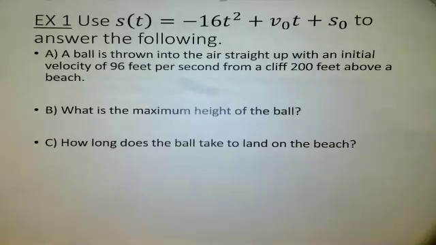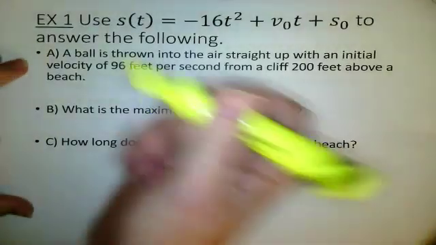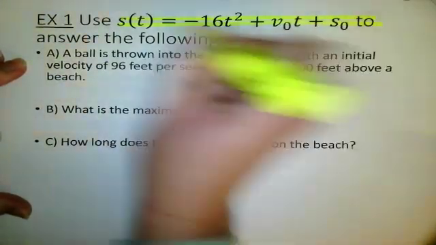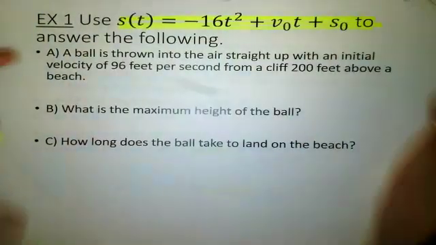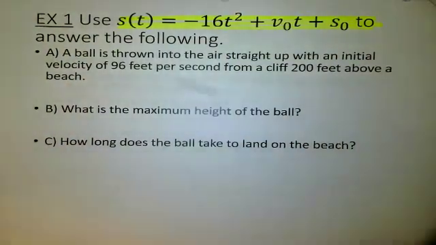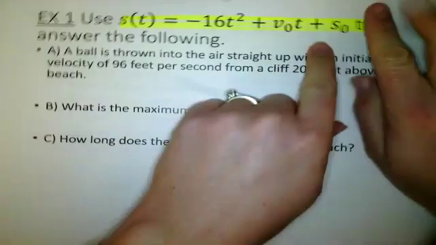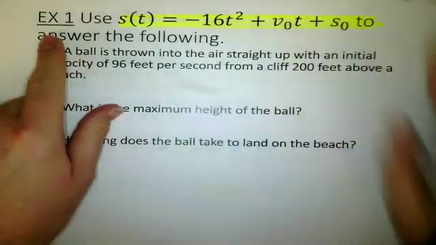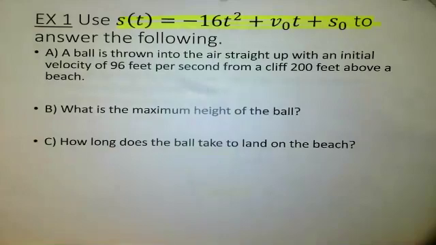All right, example 1. Use S of t. S of t equals, quiet please, negative 16t squared plus v naught t plus s naught, to answer the following.